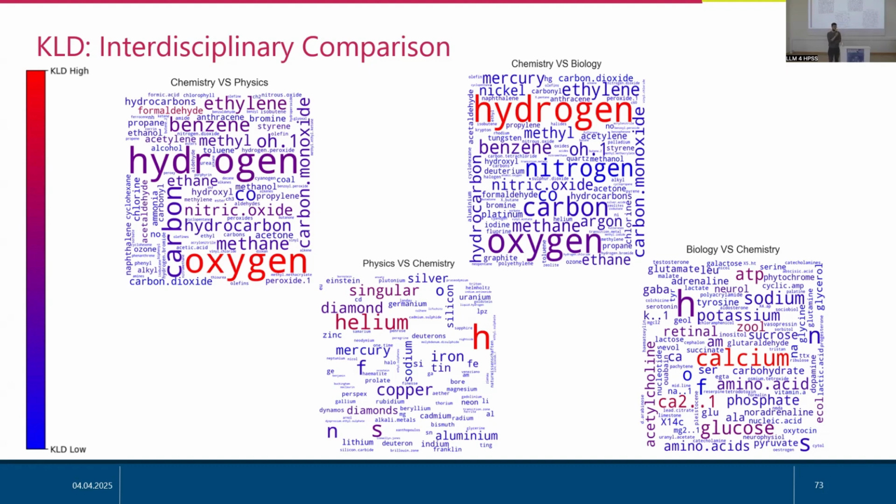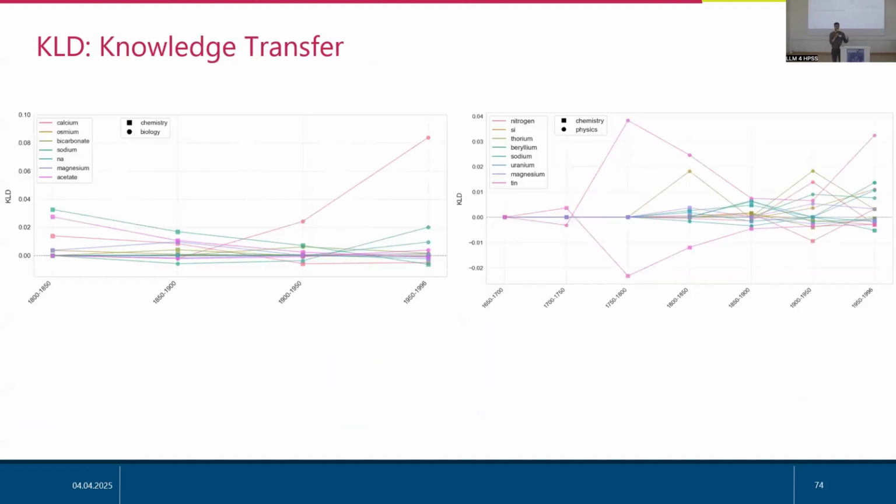And here, if we compare physics with chemistry, we see more metals, more noble gases, and also different types of metals: rare earth metals, semi-metals, radioactive metals. So this also helps us identify these thematic differences between the disciplines. And this pairwise comparison, what's also interesting, helped us detect cases of what we call knowledge transfer.